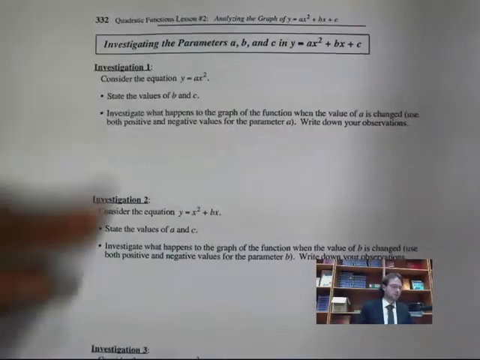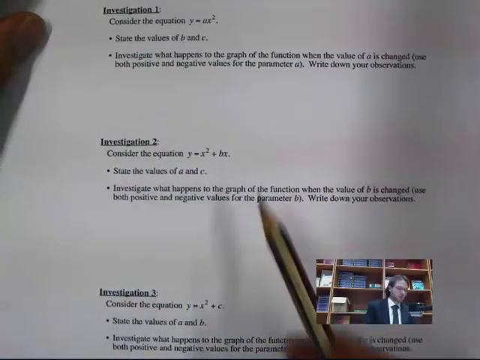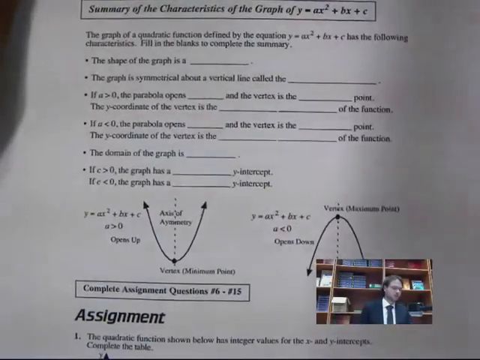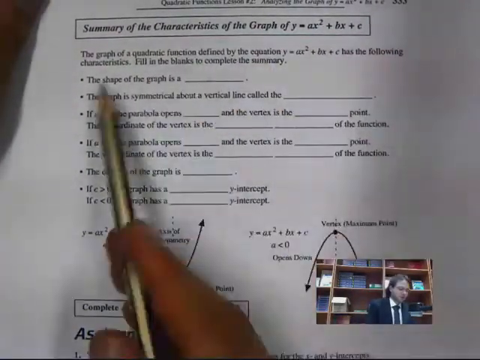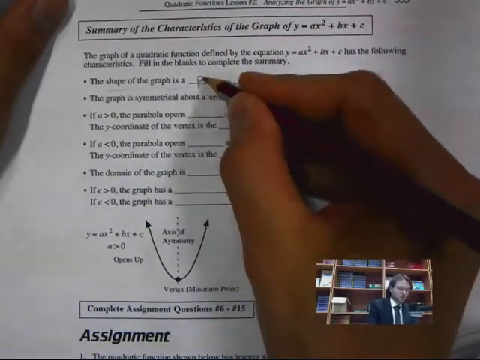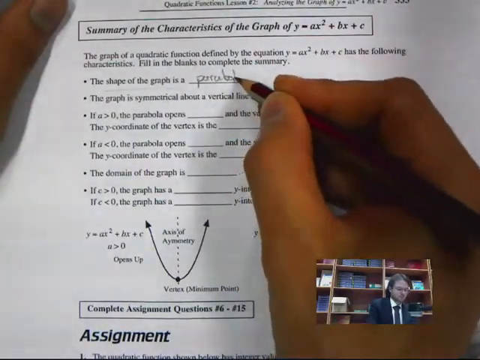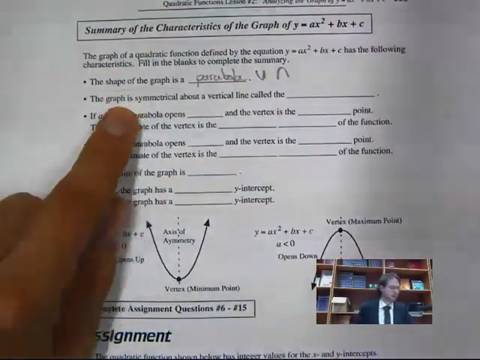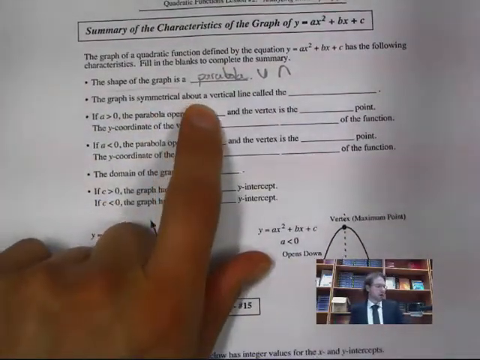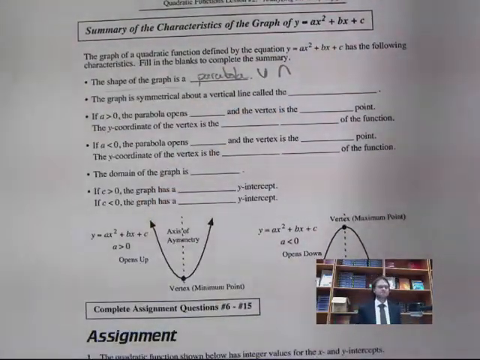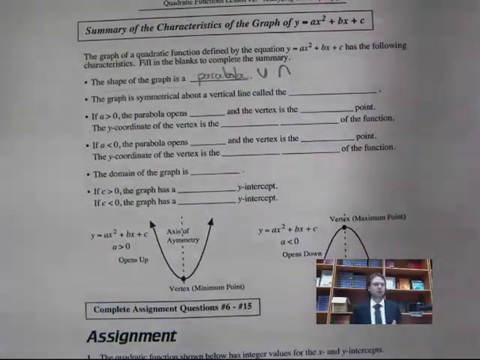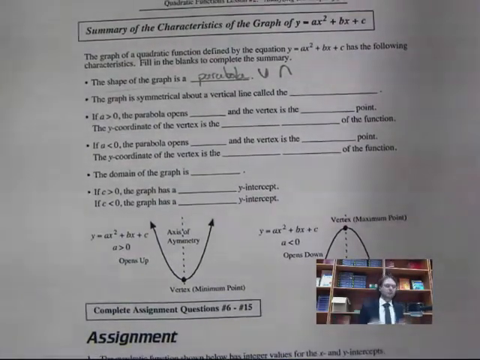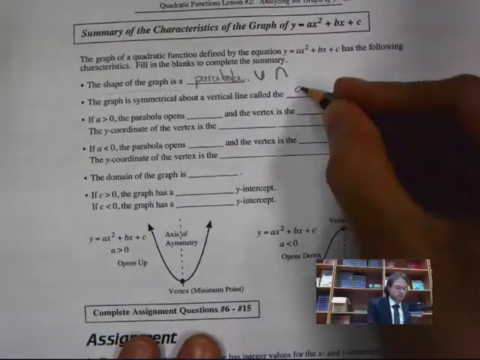Okay, so here they want you to investigate a little bit about the parameters, and which one's positive and which one's negative. And eventually we'll get to something like this. So for this, fill in the blanks. The shape of the graph is always a parabola, or a U-shape, up or down. Happy face or sad face. The graph is symmetrical about a vertical line called our axis of symmetry.